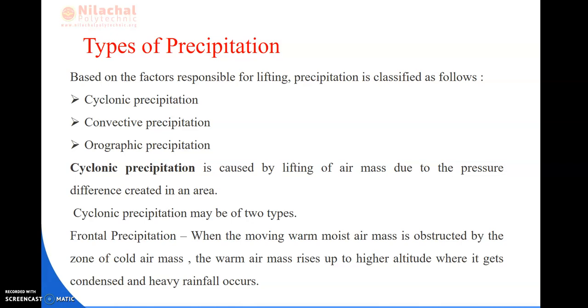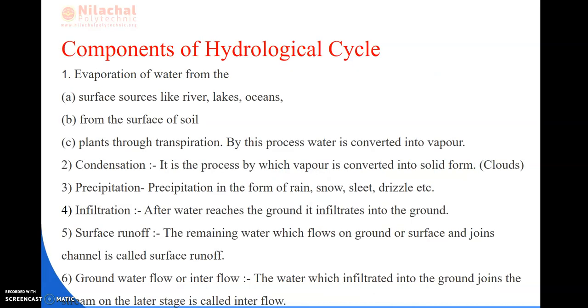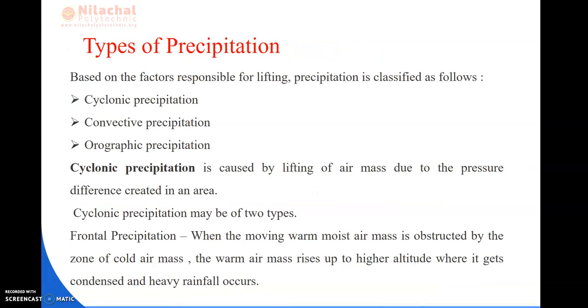Good morning everyone. In the previous slide we read about the sources of water, what we mean by hydrology, the hydrological cycle and its components. All of this we have read, and also what we mean by precipitation. So now we will be reading about the types of precipitation.